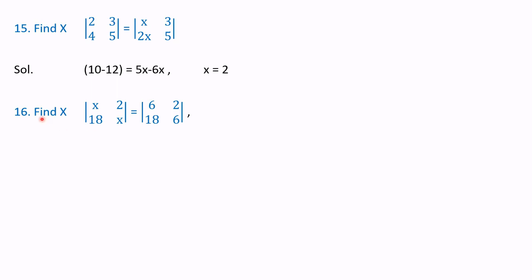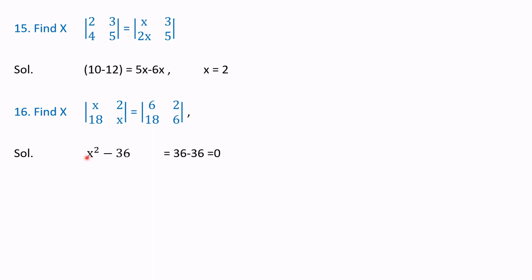Question number 16. Find x. On the left hand side, the given determinant is x, 2; 18, x. On the right hand side we have 6, 2; 18, 6. The left hand side is a determinant of order 2. The right hand side is also 2 by 2. Both are square matrices, so we can do it.